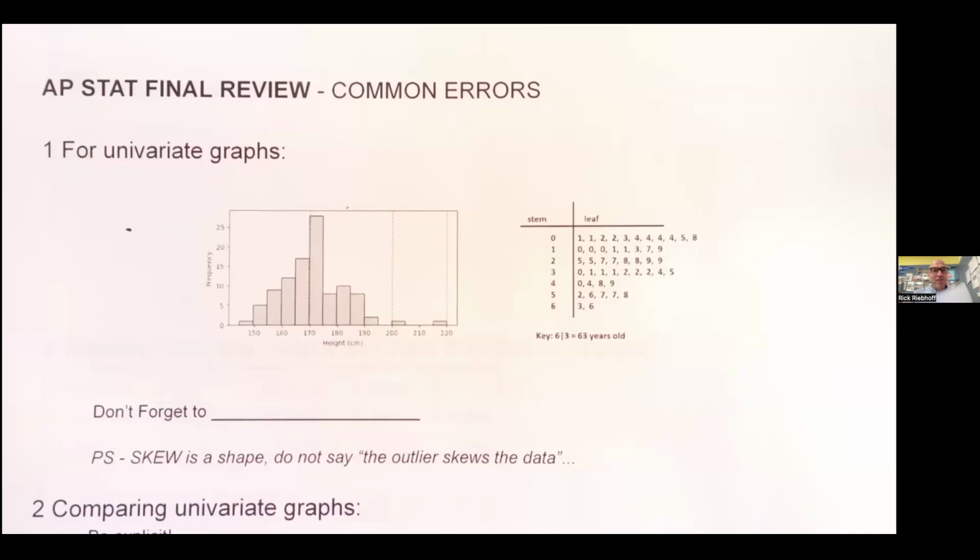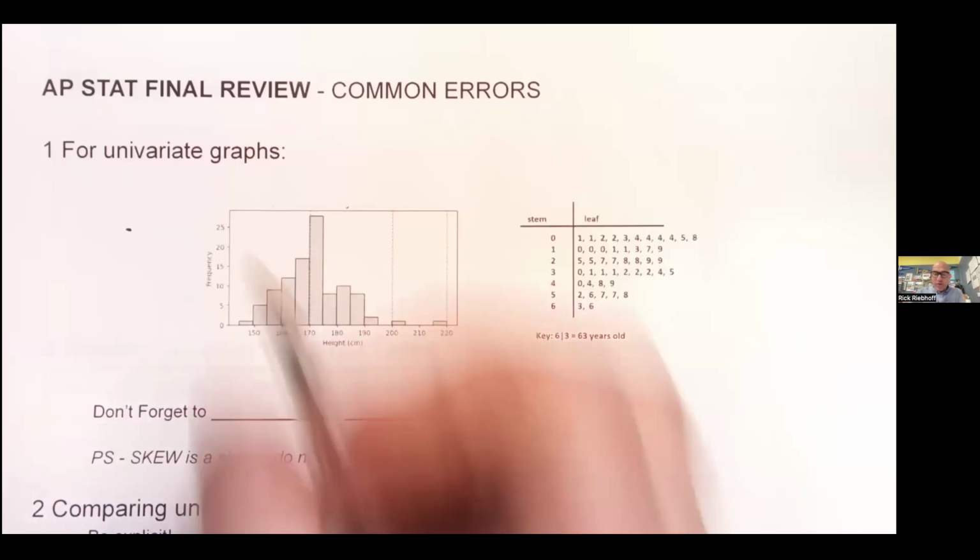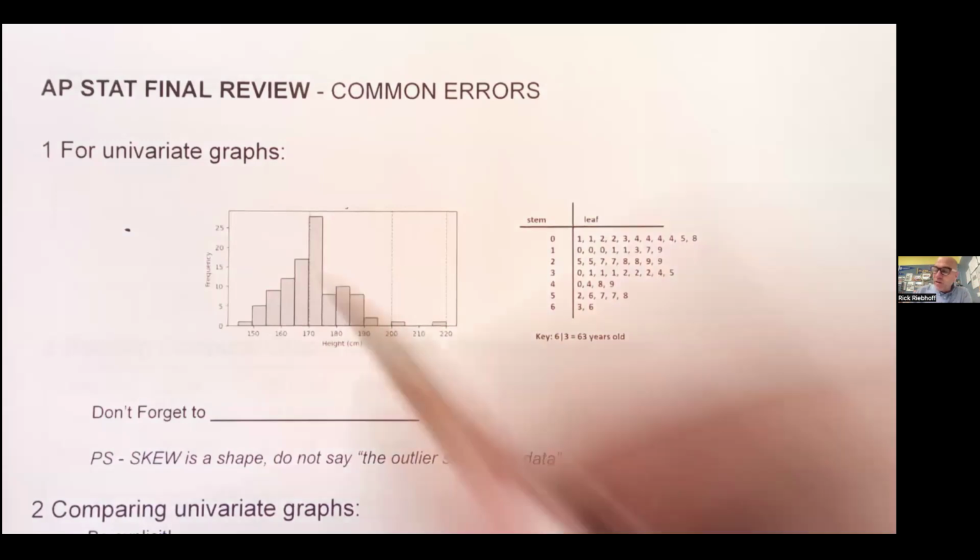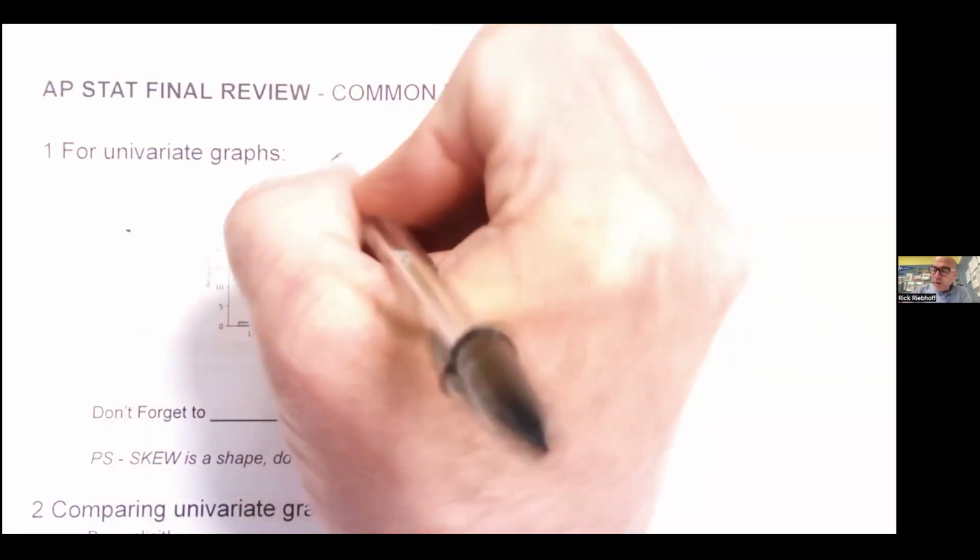Rebuff. We are in our final approach to the AP Stat exam. So here we go. We're going to go through some common errors, also some reminders of how to say things that are pretty easily mixed up. It's a really good way to review as we're approaching the final. So for univariate graphs, we are pretty good at this by now.